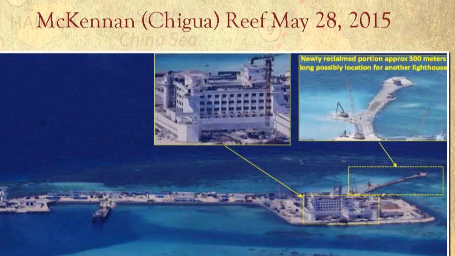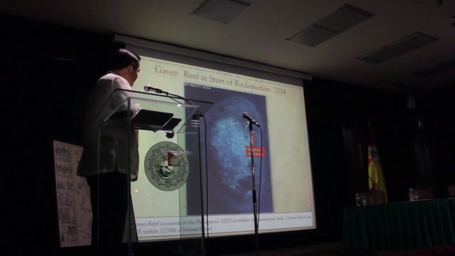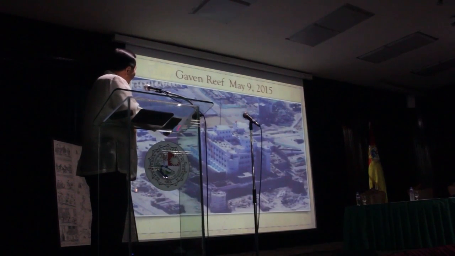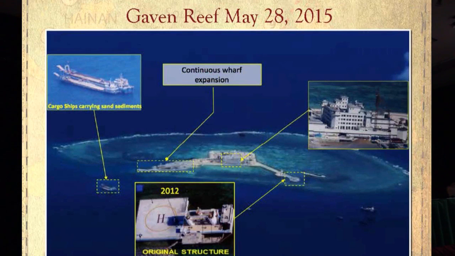That's Makinan Reef, May 28. Haven Reef, this is a low tide elevation outside our EEZ but within our continental shelf. That's how it looked like. Another 5 to 6 story building. Haven Reef as of May 28.